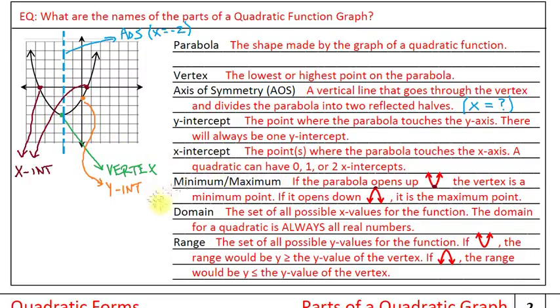All right? Now, here's 2 words you learned last year, and maybe a lot of you forgot these. Let's revisit these so you remember. Domain. The domain is the set of all possible x values for the function. The domain for a quadratic is always all real numbers. Now, here's the reason why.